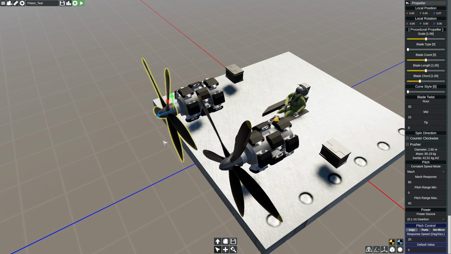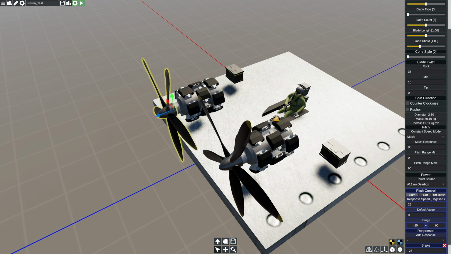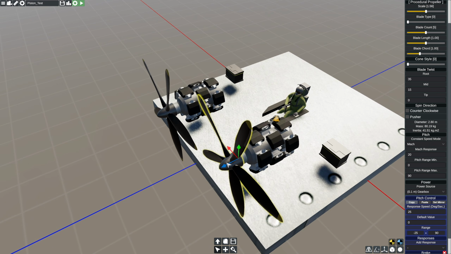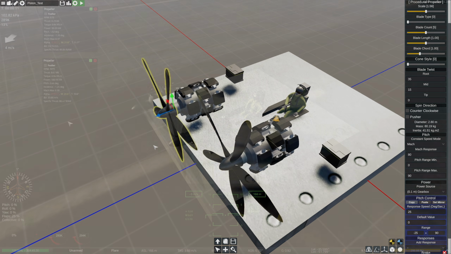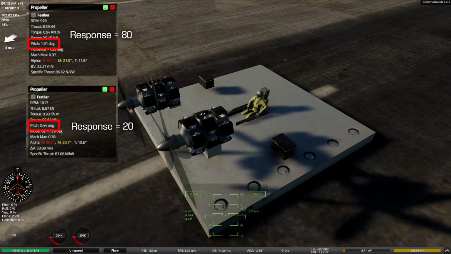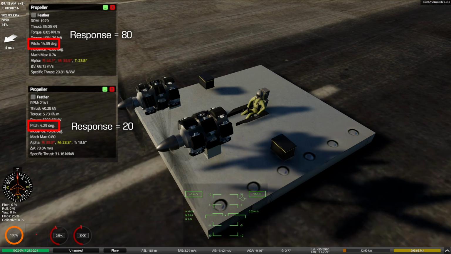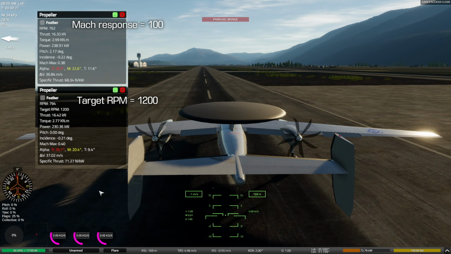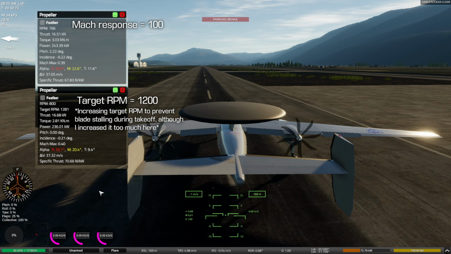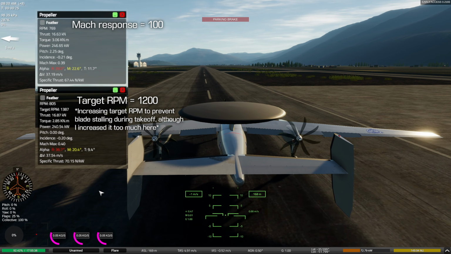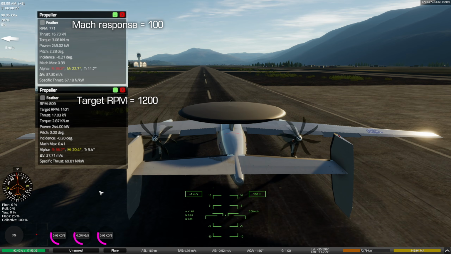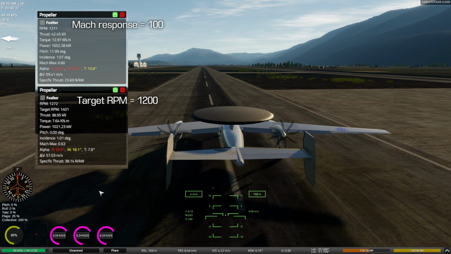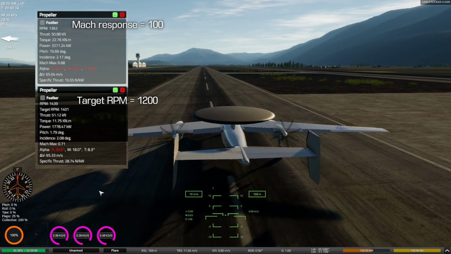Next we have the Mach response mode. This mode adjusts prop pitch based on the tip Mach of the propeller. Unlike the centrifugal mode, this also accounts for the forward speed of the aircraft. Similarly to centrifugal, the higher the prop's Mach number, the more it pitches. Because the prop's tip Mach number also depends on the forward speed of the plane, the propeller will increase pitch as the plane speeds up, similarly to the target RPM mode.